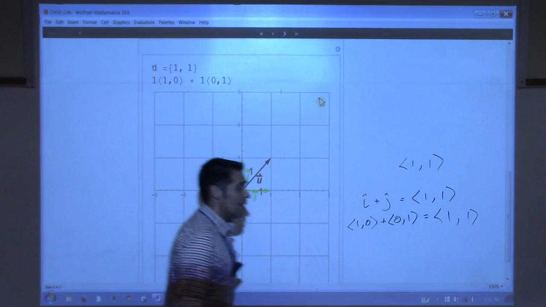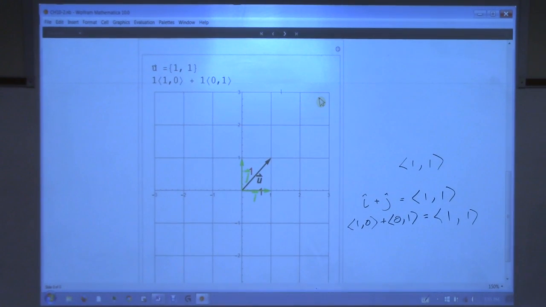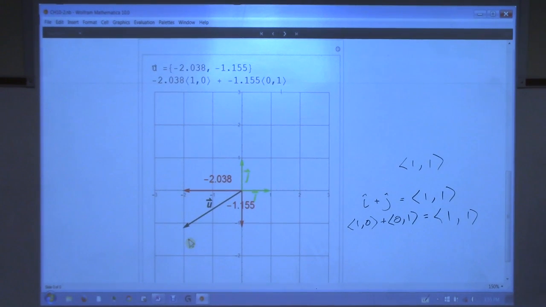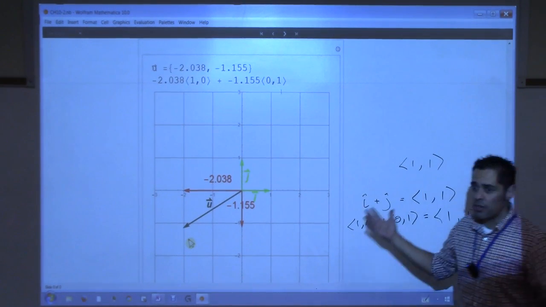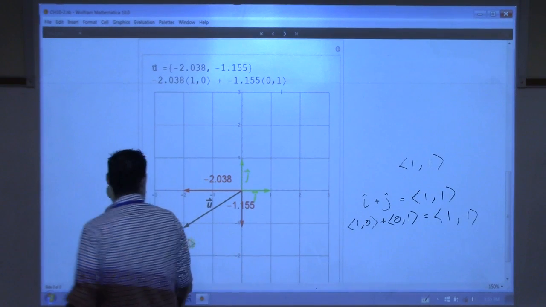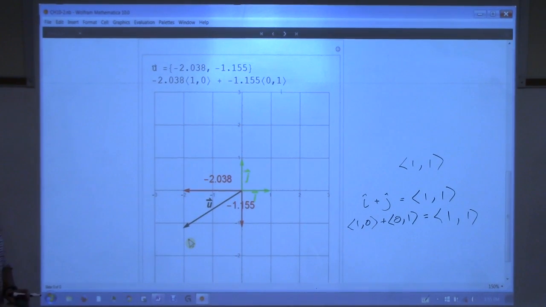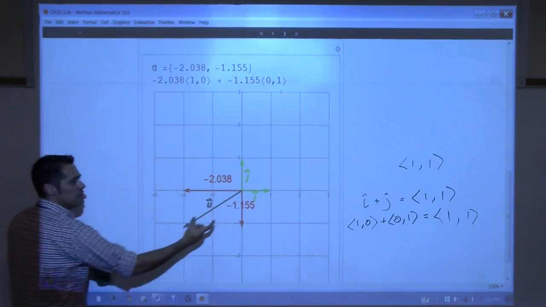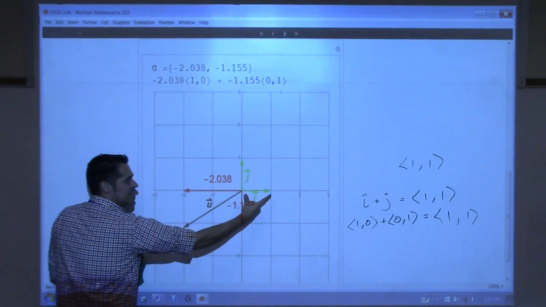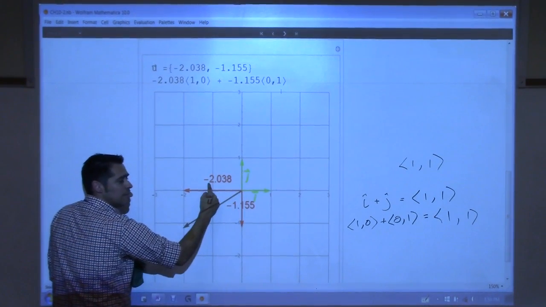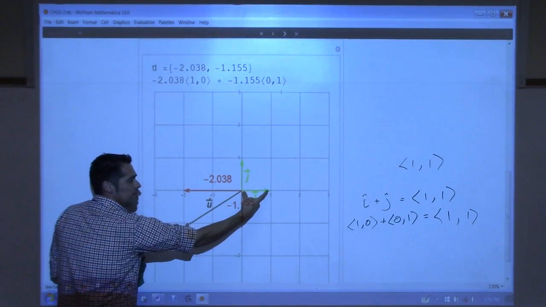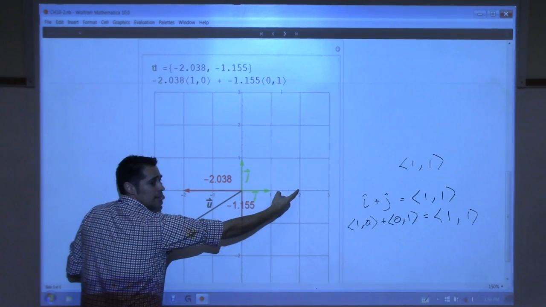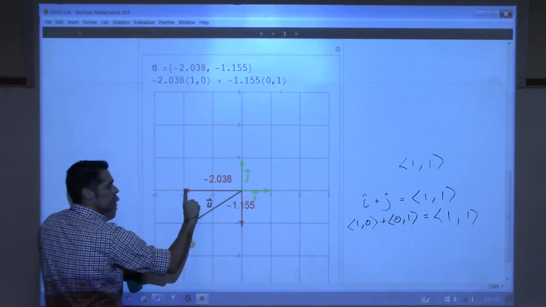Yes? Now I'm going to come in here, I'm going to pick some crazy arbitrary u. Ready? And there. Okay, there it is. So I picked some arbitrary u in two-dimensional space. Guaranteed, I should be able to create u by taking some combination of i and j. In this particular case, what I would do is scale i by negative 2.038. What would that do? It would make it almost twice as long, right? And it would flip it over, okay, here.